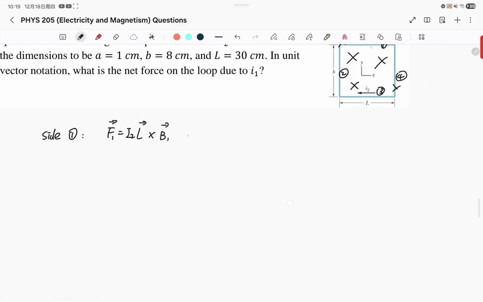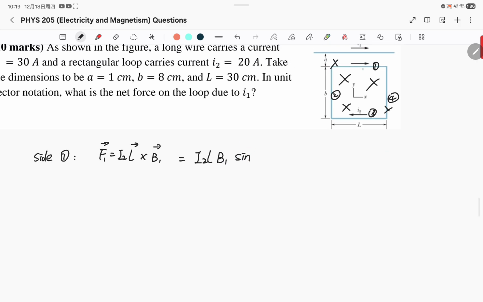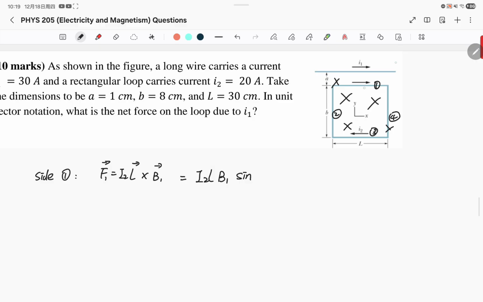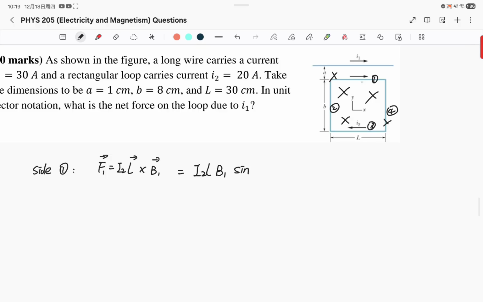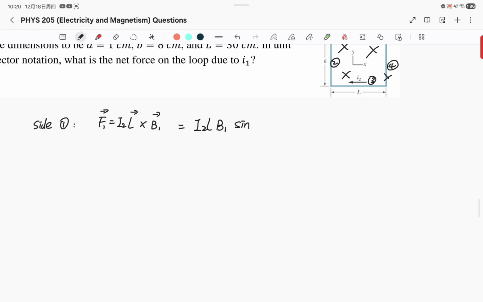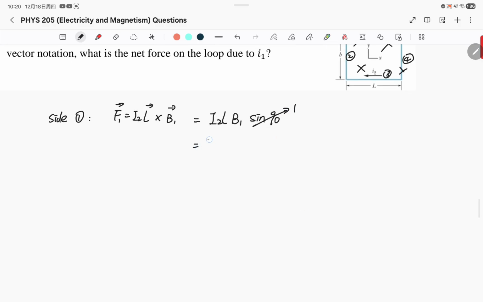And this is a cross product. We're going to do I L B1 sine theta. Theta, well, both wires are parallel, but in this case, I2 and B1, because B1 is into the page and I2 is flowing to the right, they are perpendicular. I almost put a 0 there. So this is actually 90, and sine is just 1. So that gives me I2 L B1.